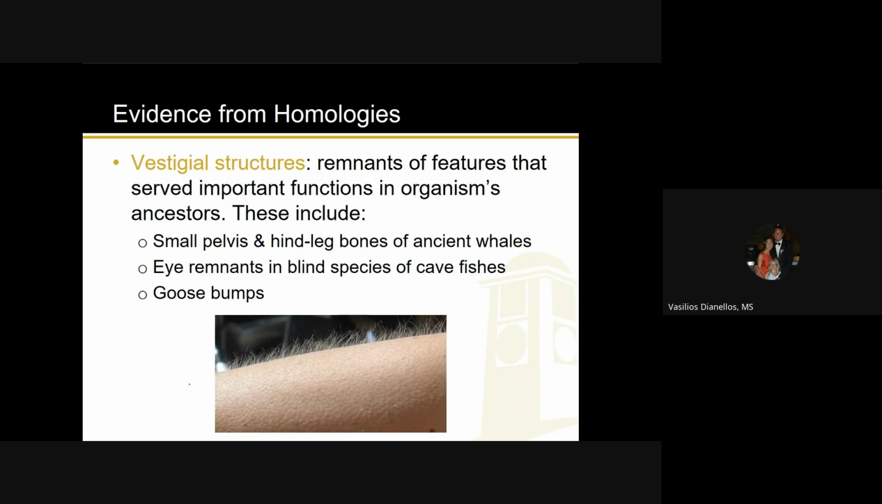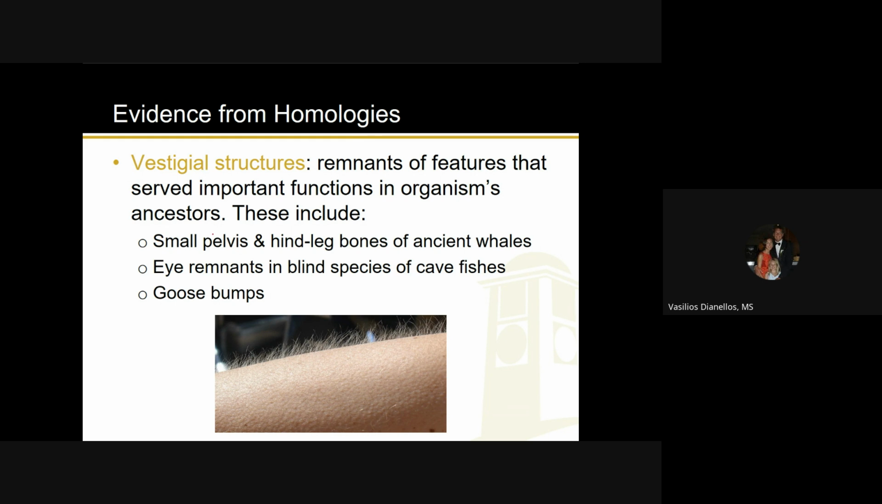So we've talked about homologous structures. We've talked about molecular homologies, right? Talking about the genes and the genome. Now we're moving on to something called vestigial structures. These are remnants of features that served important functions in an organism's ancestors, right? In other words, it's like when an organism has a feature, a structure, something anatomical that used to serve a purpose, but it no longer does.